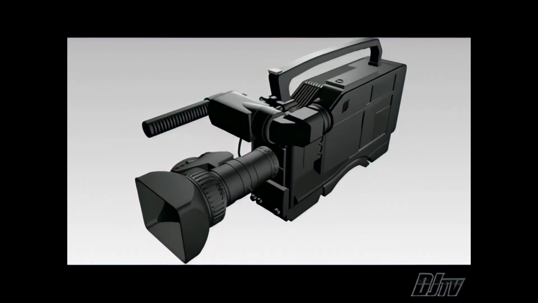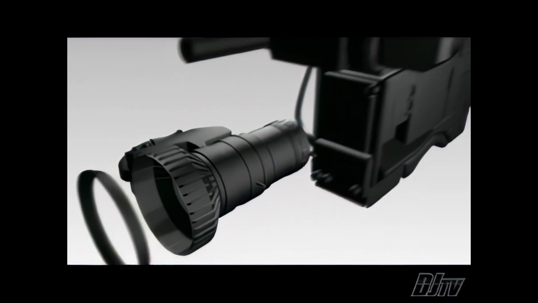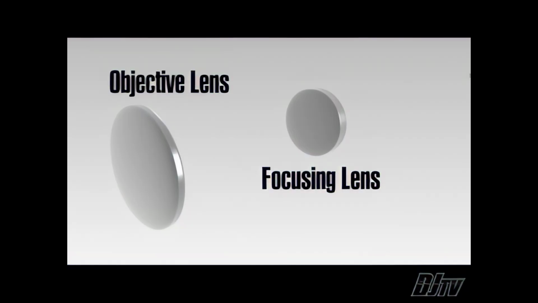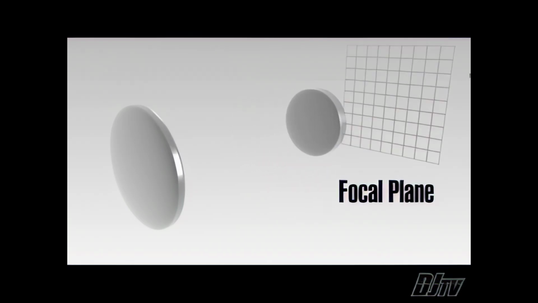Let's start our discussion with a look at a simplified lens. Here we have an objective lens at the front and a focusing lens that can move back and forth to create a sharp image on the focal plane. This is fundamentally how all lens systems work. In a camcorder or digital still camera, we'll put a CCD at the position of the focal plane, of course. Crisp, clear focus is the obvious goal here.